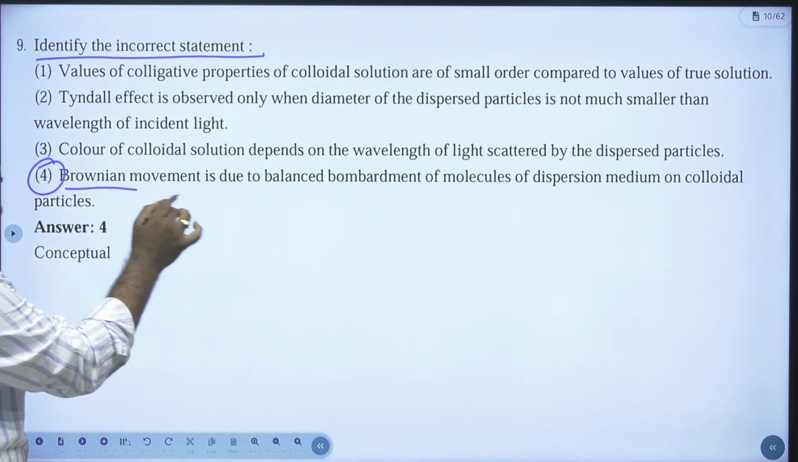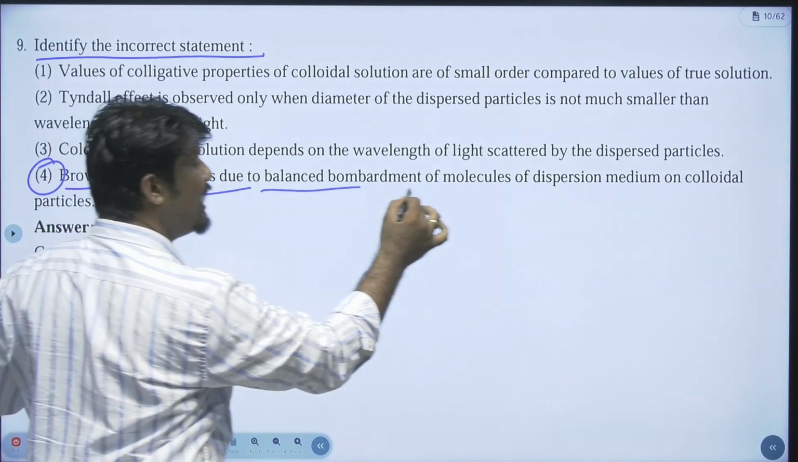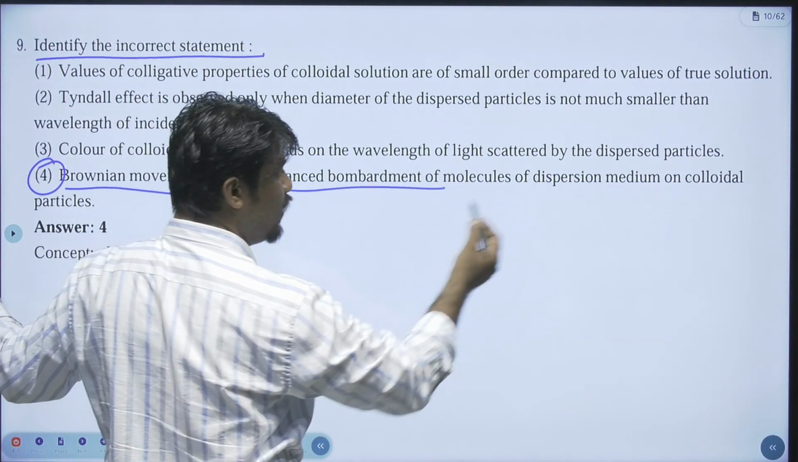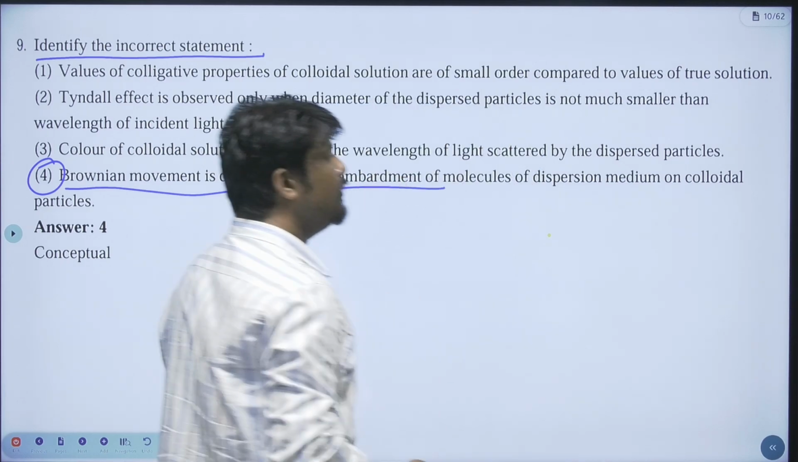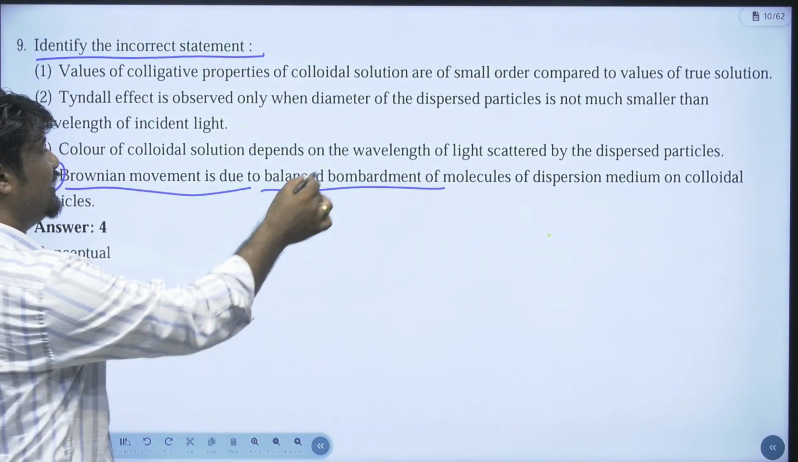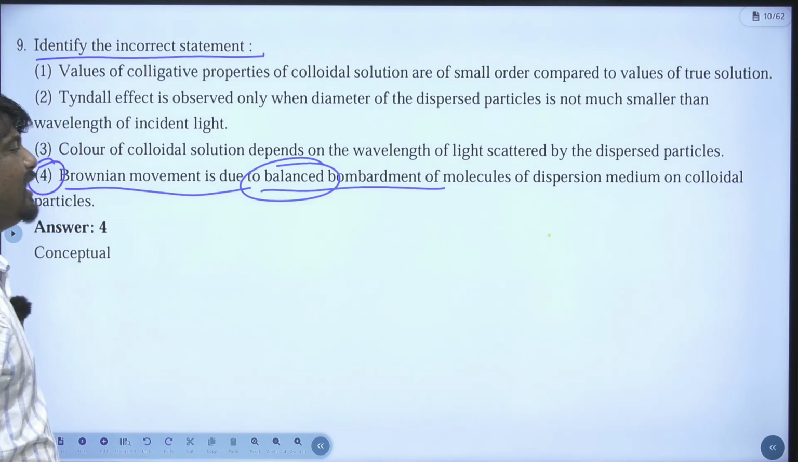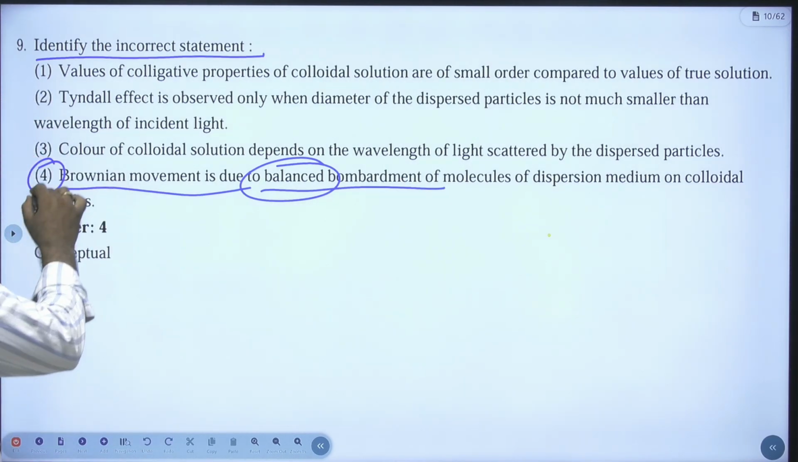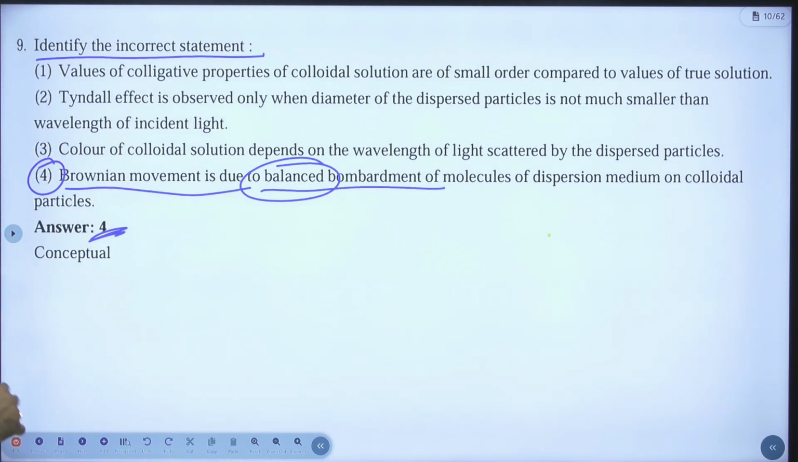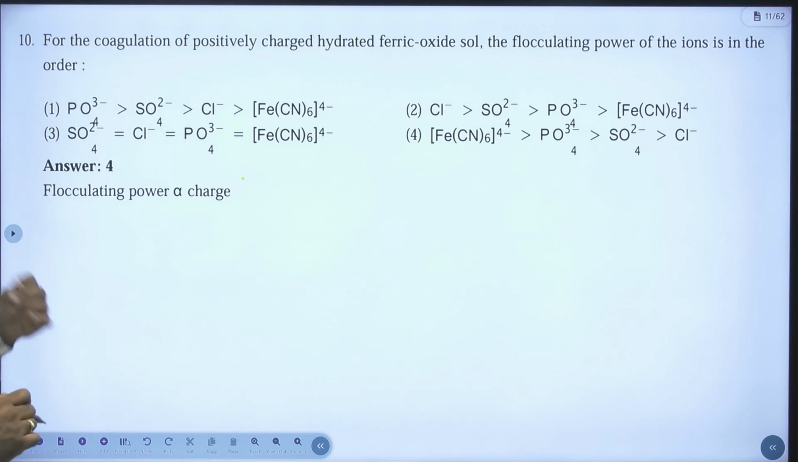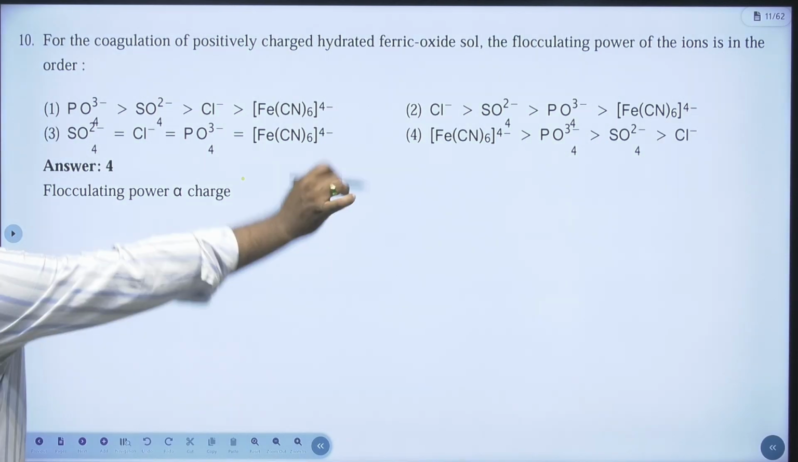The Brownian movement is due to the balanced bombardment of the molecules of the dispersion medium on the colloidal particles, they have given. Actually, here there is no balanced bombardment, it is imbalanced bombardment. So that's the reason why the incorrect option is the fourth. Next, come to the next question.